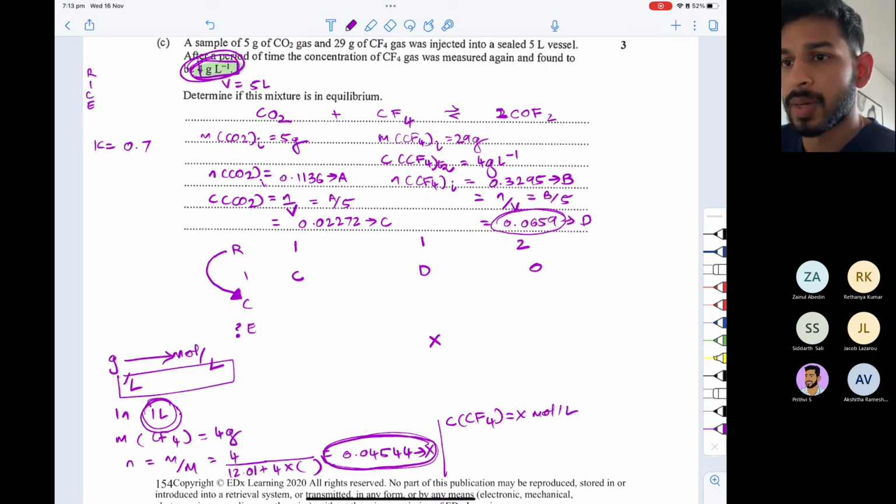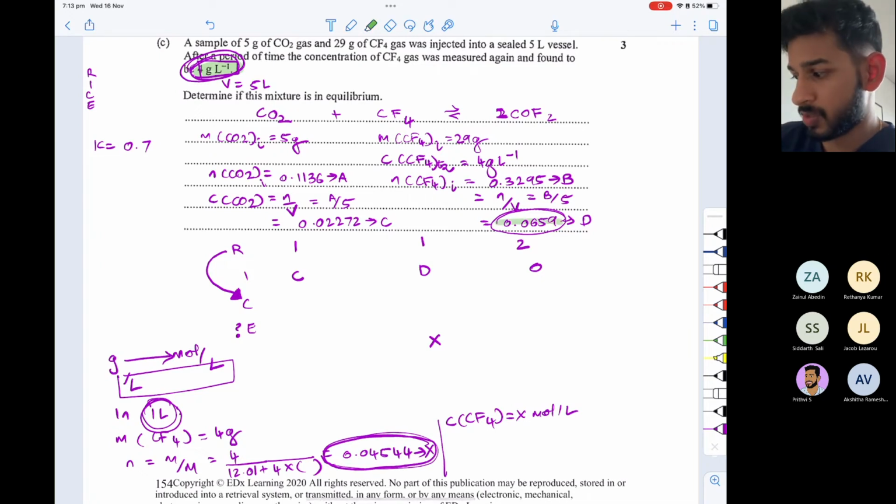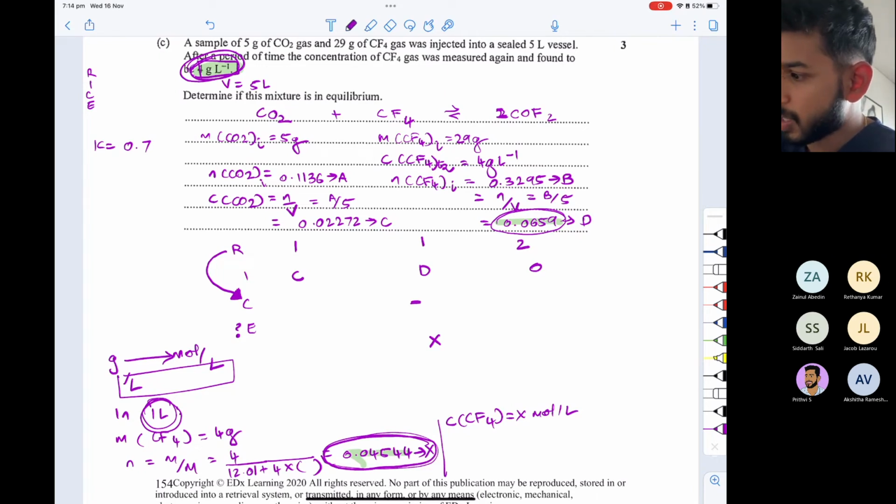What has happened to our reagent, Akshita? Sorry, could you repeat that? What's happened to CF4? Has it gone up or down? Down. Very good. It's gone from 0.06 to 0.04, right? So it's decreased. And so the other reagent will decrease and our product will increase. How much did it decrease by? Can anyone tell me what's the change, D minus X?